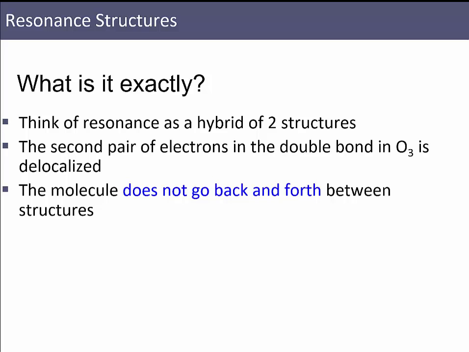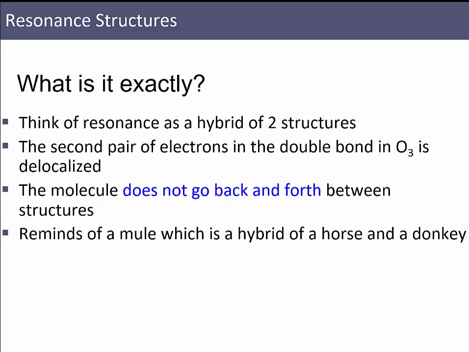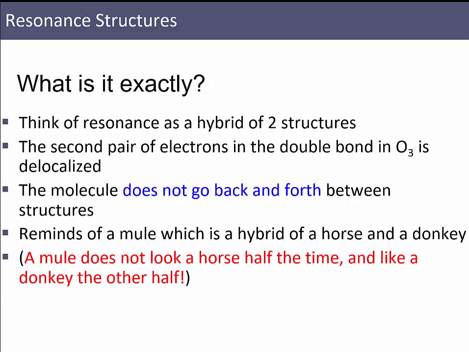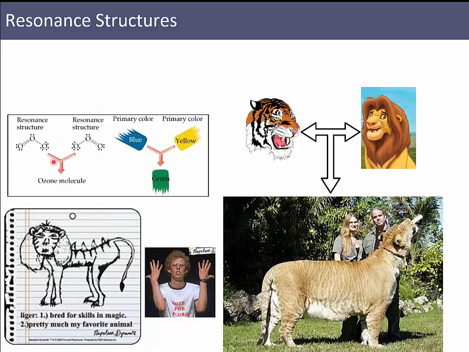It is like a mule, which is a hybrid of a horse and a donkey. A mule doesn't look like a horse half the time and a donkey the other half. So think about the resonance in an ozone molecule as being like mixing colors, where I take blue and yellow and I get green, which is something completely different. Or if I take a lion and a tiger and mix them together and get a liger, which is pretty much my favorite animal. It's bred for its skill and strength and magic. And this dude, who is, of course, on Tiger King.